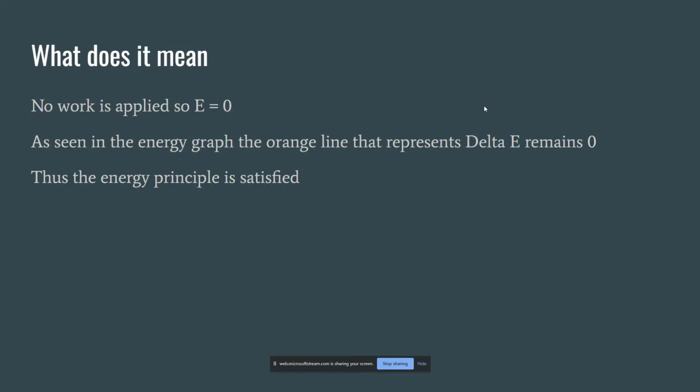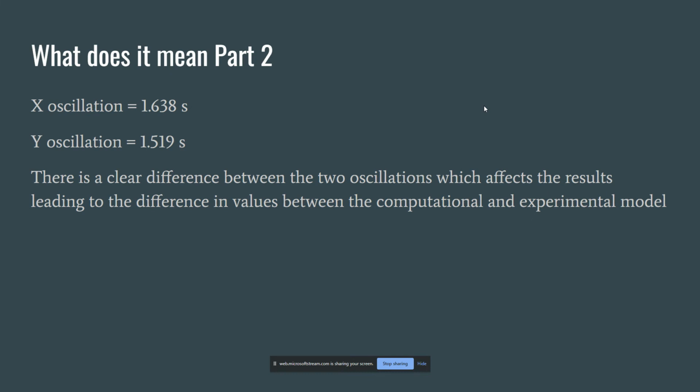The first "what does it mean" question was asking, was the energy principle satisfied? Since we know that there's no work applied, and since the energy graph, the orange line that represents delta E, remains zero the whole time, the energy principle was satisfied. So what does it mean?